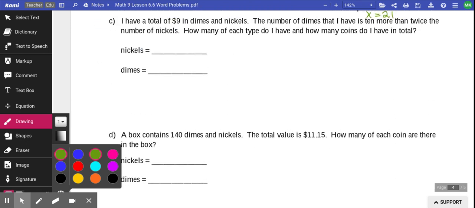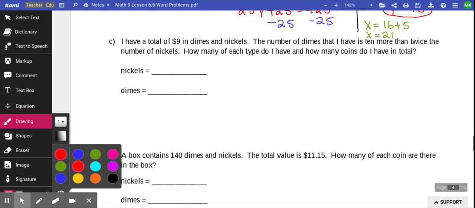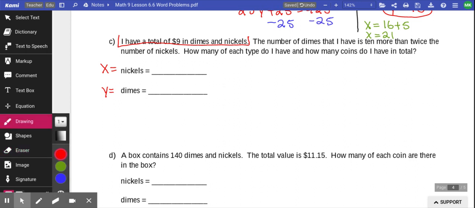Okay. We have 2 more money problems. So I have a total of $9 in dimes and nickels. Again, when they tell you a total, they're actually giving you an equation. I don't know how many nickels I have. I'm just going to say x equals nickels and y equals dimes. So if I have a total of $9, let's do the money first. If I wanted to count my money, it would be 0.1 times y plus 0.05 times x. That represents how much money I have in dimes plus how much money I have in nickels. That should equal $9.